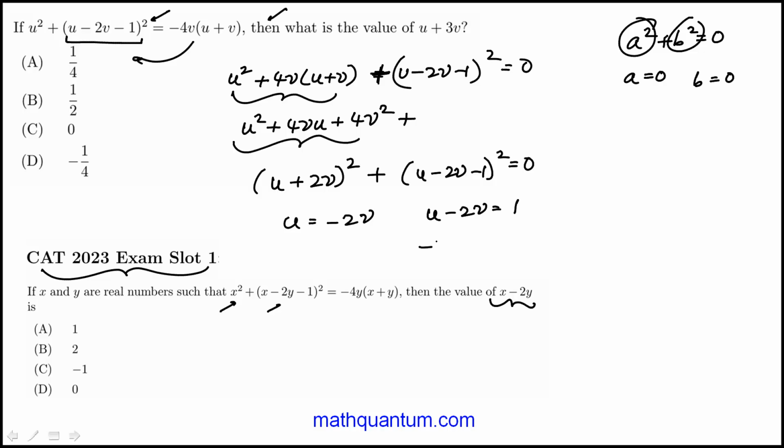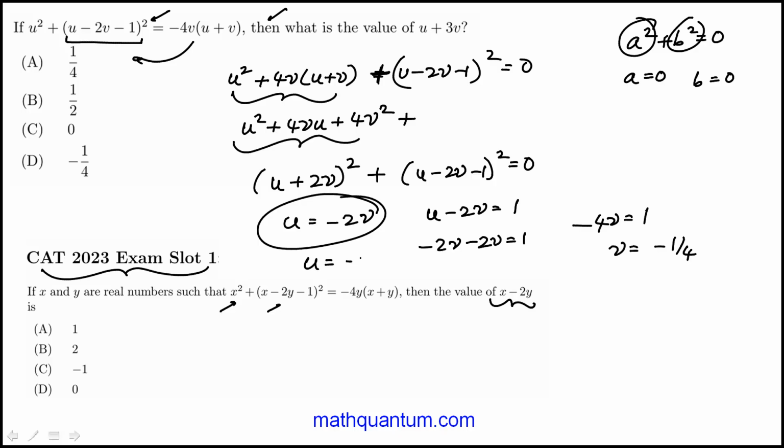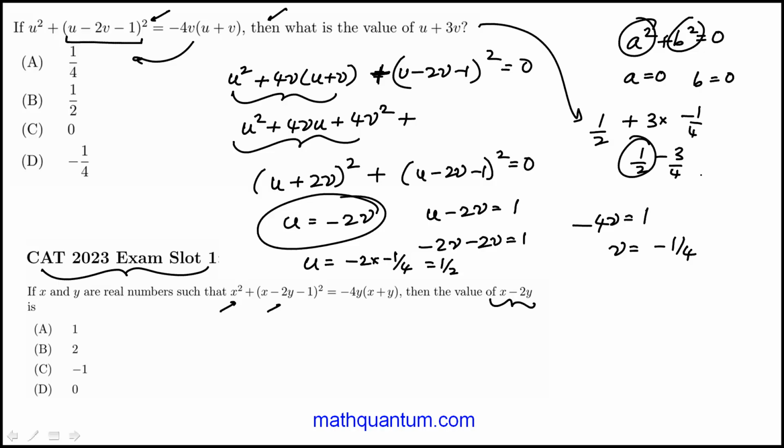So if u is minus 2v, you will get minus 4v is 1, or v is minus 1/4. And then I can figure out u by plugging in, and that becomes half. And then I just have to plug that in here. Half plus 3 times minus 1/4. So it's half minus 3/4. This is really 2/4. So I end up with minus 1/4, which is choice D.